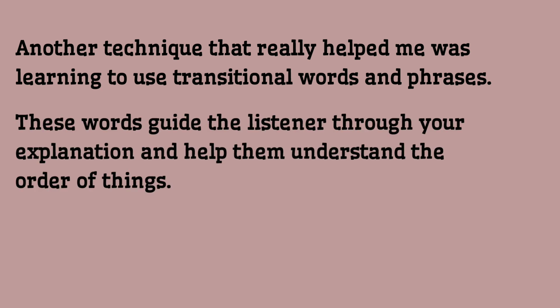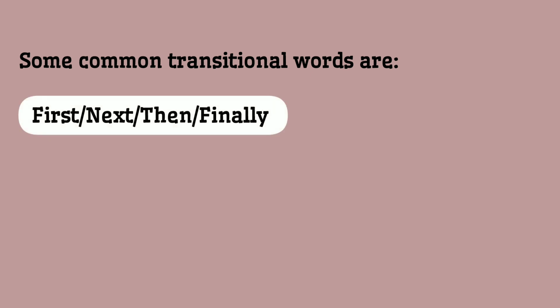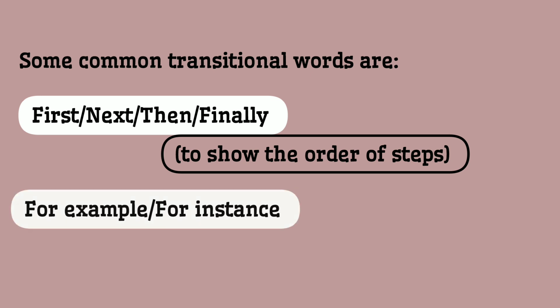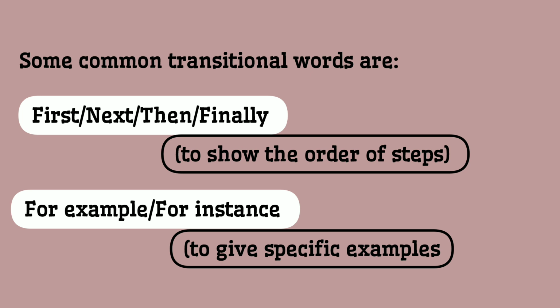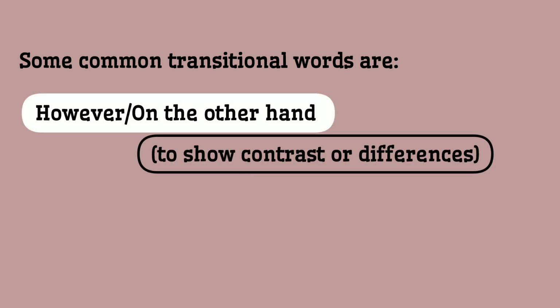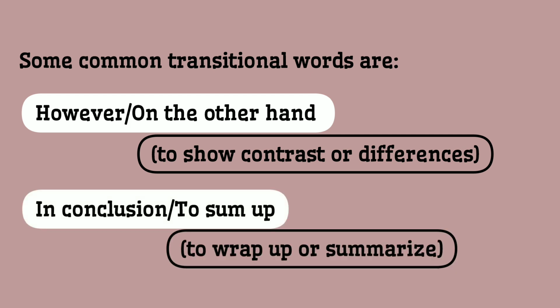Another technique that really helped me was learning to use transitional words and phrases. These words guide the listener through your explanation and help them understand the order of things. Some common transitional words are: first, next, then, finally, to show the order of steps. For instance, to give specific examples. However, on the other hand, to show contrast or differences. In conclusion, to sum up, to wrap up or summarize.